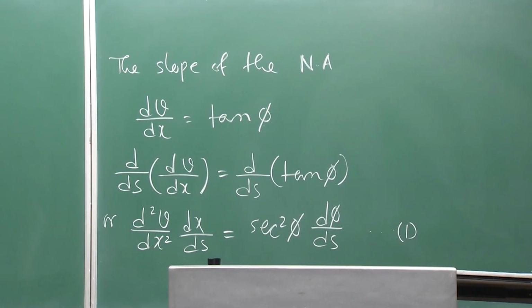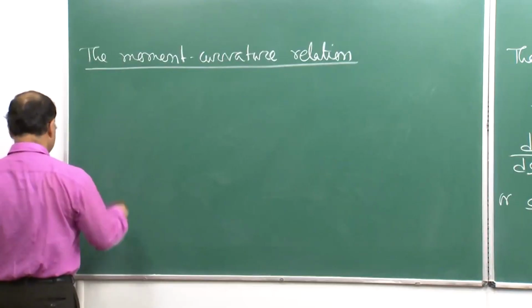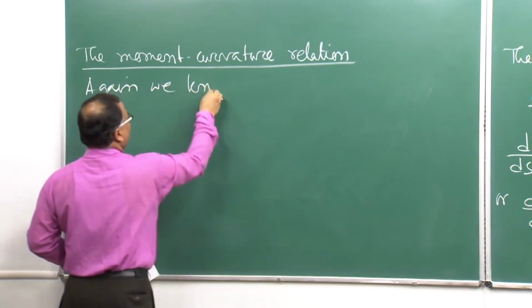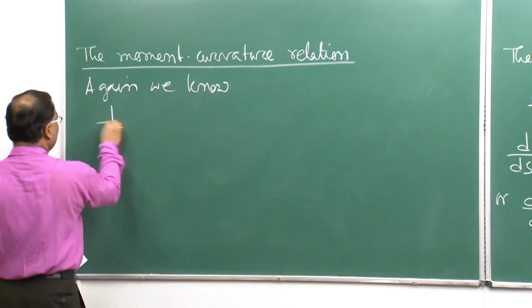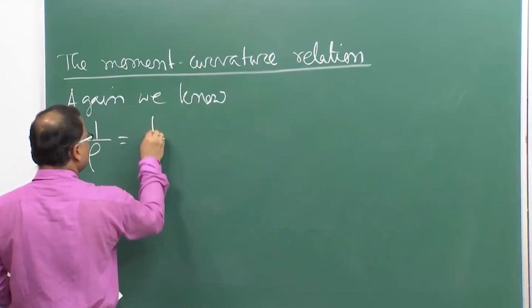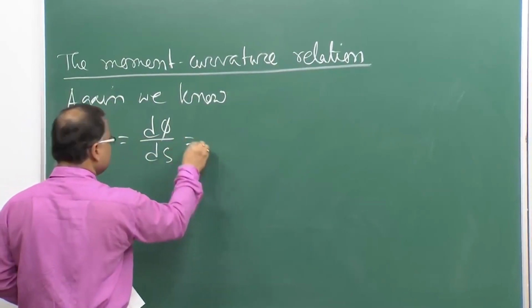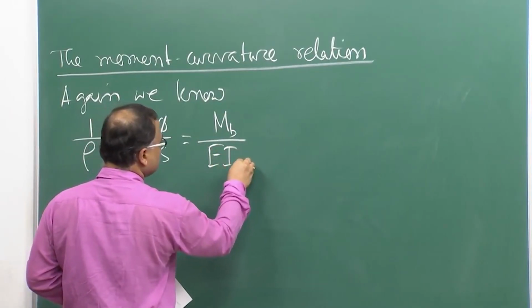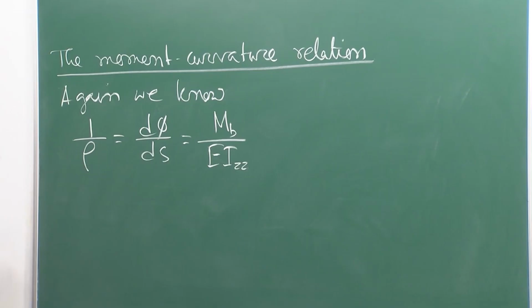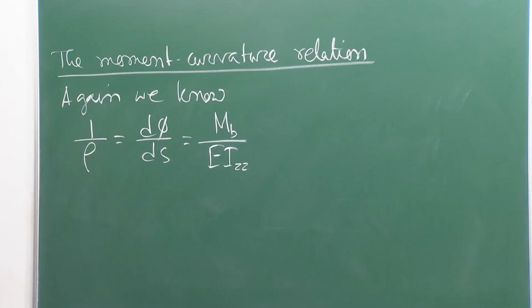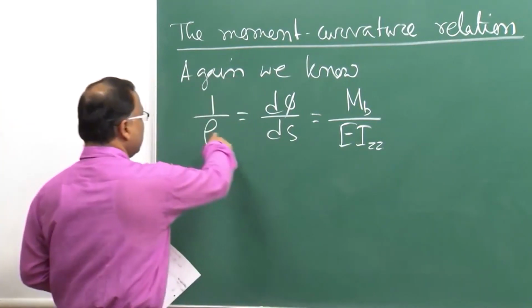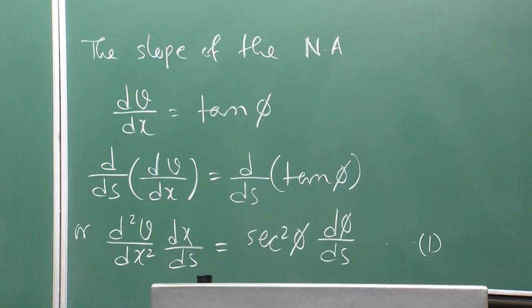Fine. So, I have got this relation. Now again, we know from our earlier discussion that 1 by rho is equal to d phi ds is equal to Mb by EIzz. Already we have established this relation. If you go back to the previous lecture, you will see we have established it. So, if I put this relation in equation 1, we will get it.